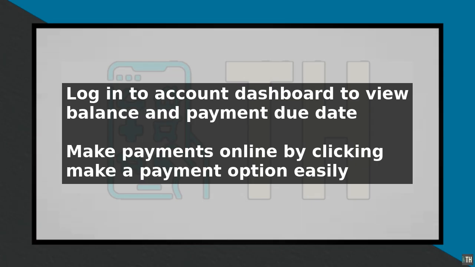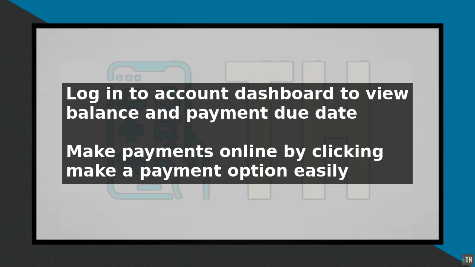Once you have created your account, you can log into your account dashboard where you can view your current balance, available credit, and payment due date. You can also make payments online by clicking on the Make a Payment option and entering the amount you want to pay.